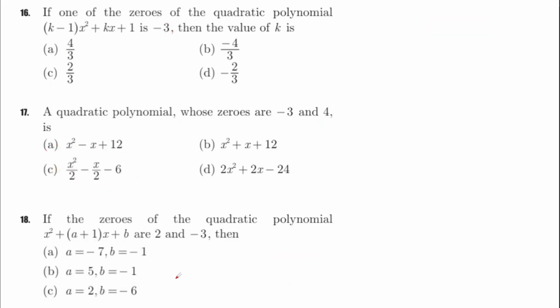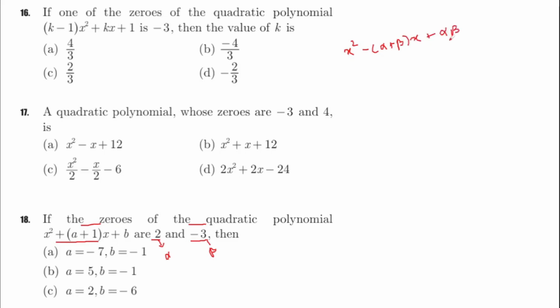Now question number 18. If the zeros of the quadratic polynomial are 2 and minus 3. So already 2 zeros are given to you. This is alpha and this is beta. Okay. So we know that if we have the zeros, then the polynomial will be like this.